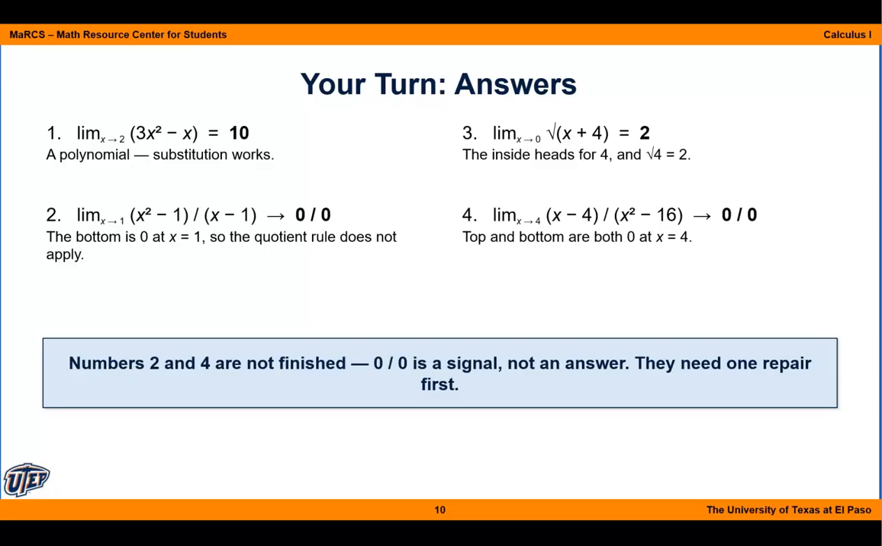For the fourth limit, substituting 4 again makes both the numerator and denominator 0. This problem also requires another step. So problems 1 and 3 are complete. Problems 2 and 4 require repair. 0/0 is a signal to rewrite the expression, not a conclusion about the limit.